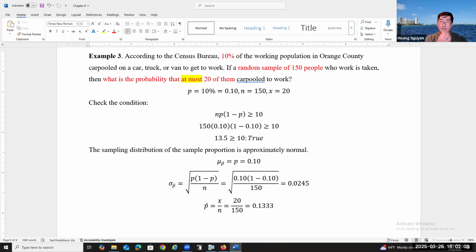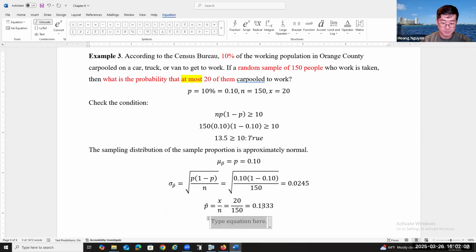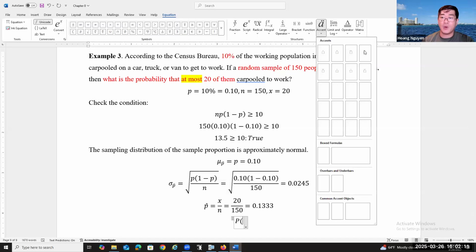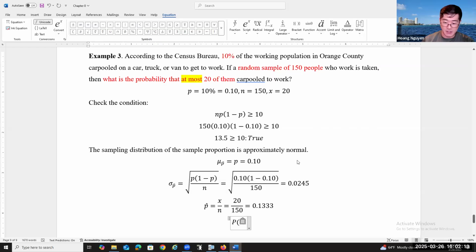So at most, what does that mean? At most means the maximum, right? So the sample proportion is going to be less than or equal to 0.1333. At most is the maximum.